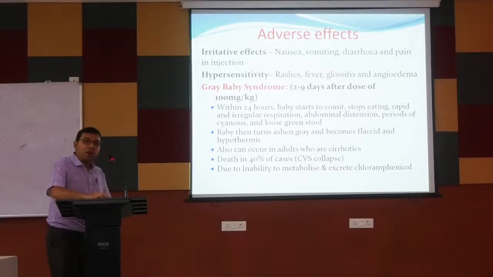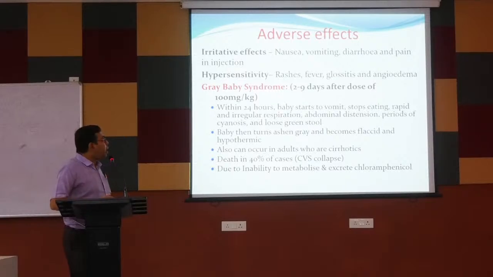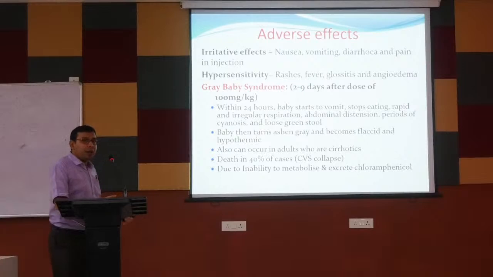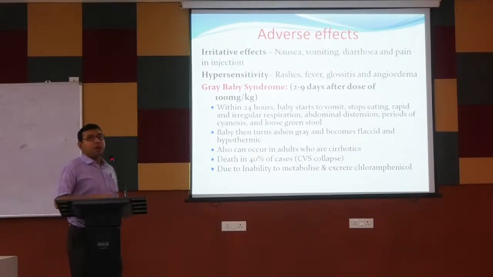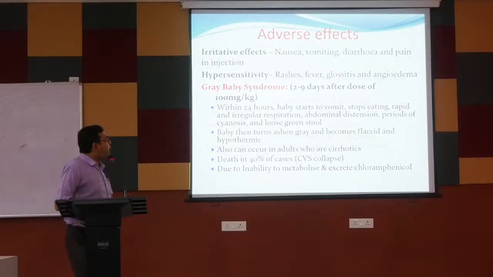In children, chloramphenicol was previously used, and it is also effective in different types of childhood infections. But the problem of Gray baby syndrome is there. The baby can turn an ashen gray color and become flaccid and hypothermic. The temperature becomes low. It can also occur in adults who are cirrhotic. Death occurs in 40% of cases due to cardiovascular collapse, because of inability to metabolize and excrete chloramphenicol. So among the adverse effects of chloramphenicol, remember that in children, Gray baby syndrome can happen within 2 to 9 days after a dose of 100 mg per kg.